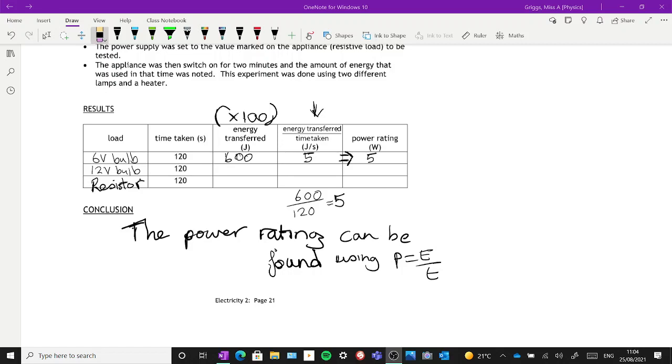Okay, so we all should have this written down. So the power rating is the same as energy transferred over time taken. So the power rating can be found using power equals energy over time. So basically, the last two columns in there should be exactly the same because the power rating is the energy transferred divided by time.